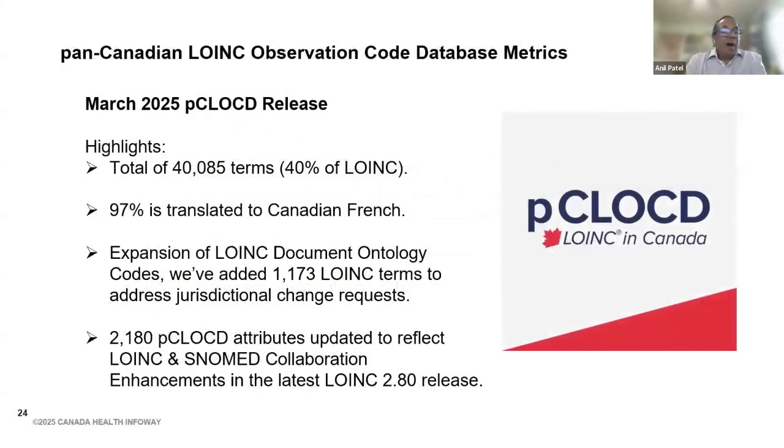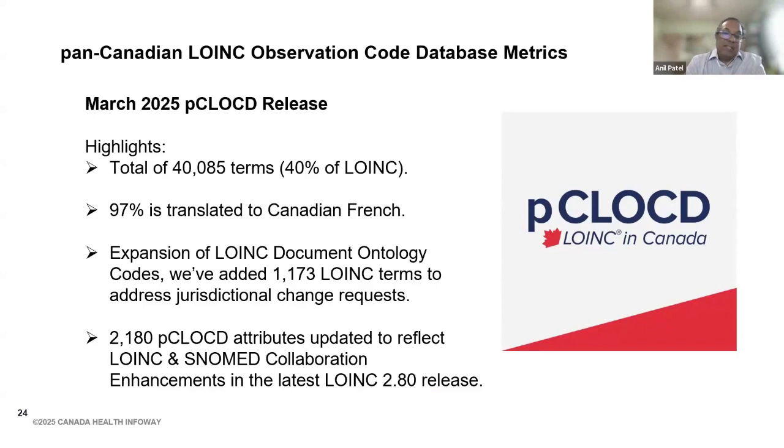So in the March 2025 release, there were a total of 40,000 codes, which is about 40% of what LOINC has. LOINC has about 110,000 codes. 97% of it is translated into Canadian French. The bit that isn't at the moment is the document ontology, and that will be in the next iteration.